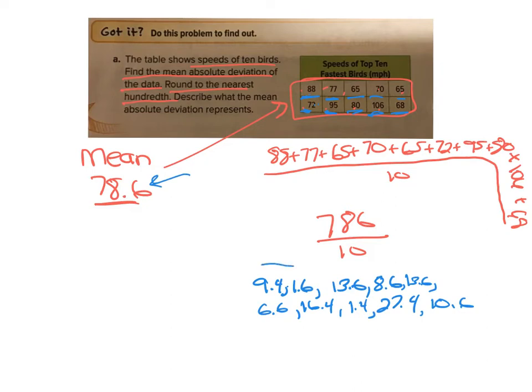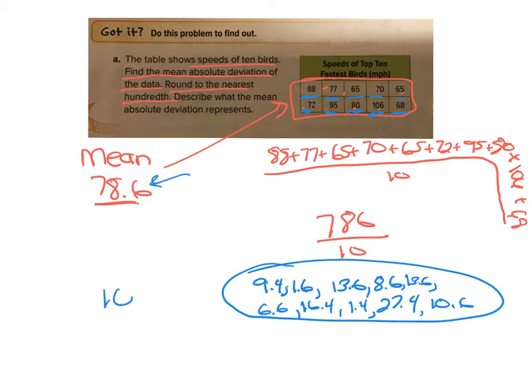Now I have to find the average of all these numbers. The way you find the average is you add them all up, divide by the number you have. I know I'm going to have 10. So once I add all these numbers up, I'll put it above 10, and that will get me the mean absolute deviation. So let's add them all up.